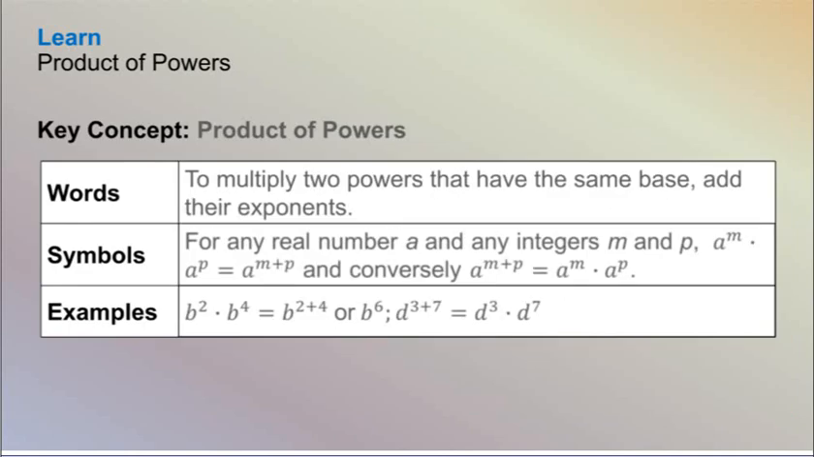So the product of powers, what does that mean? It says to multiply two powers that have the same base, you would just add their exponents. So if I have a to the m power times a to the p power, that would be the same thing as saying a raised to the m plus p power. So b squared times b to the fourth would be b to the 2 plus 4 power, or b to the 6th. So just remember, when you multiply like bases, you add the exponents.